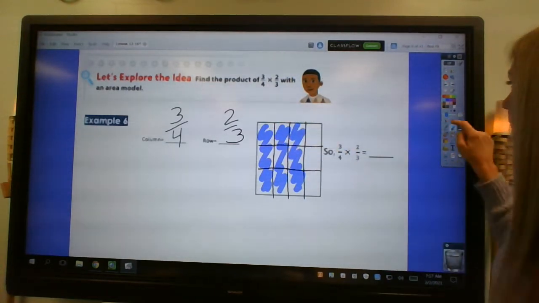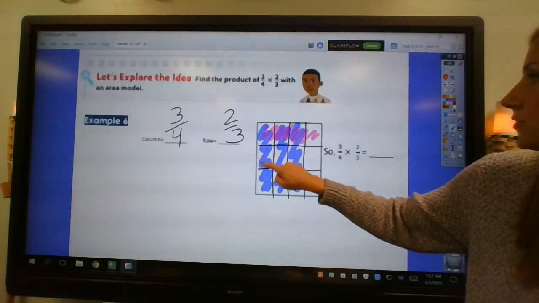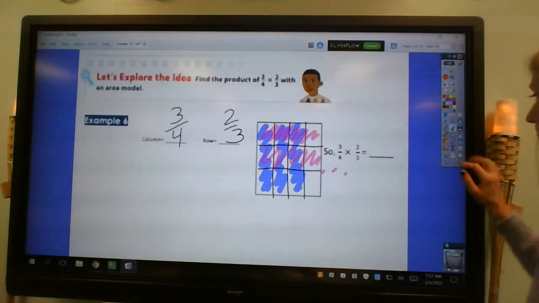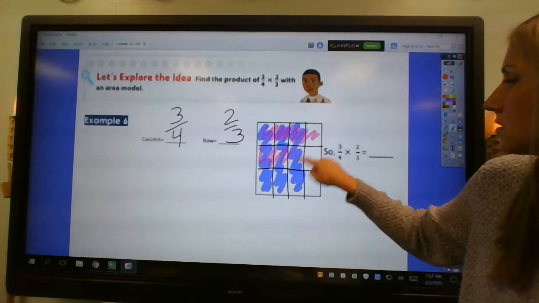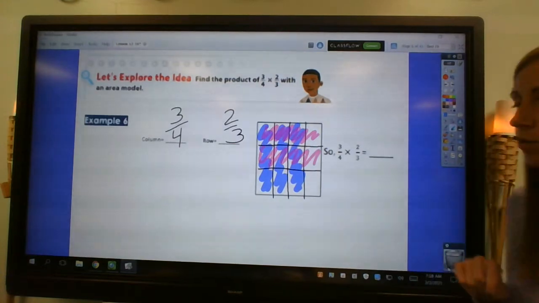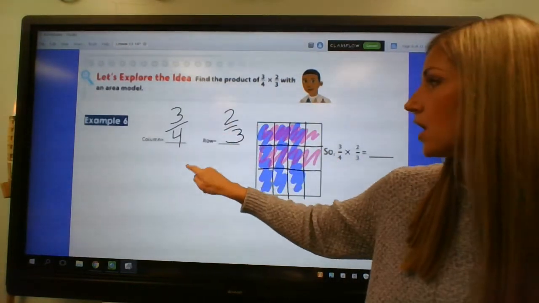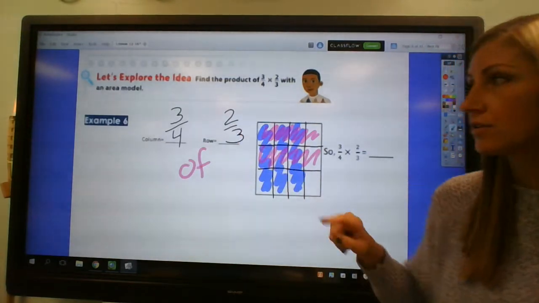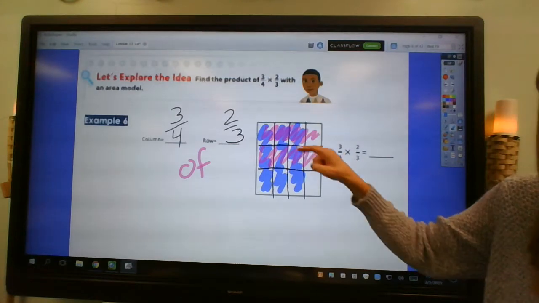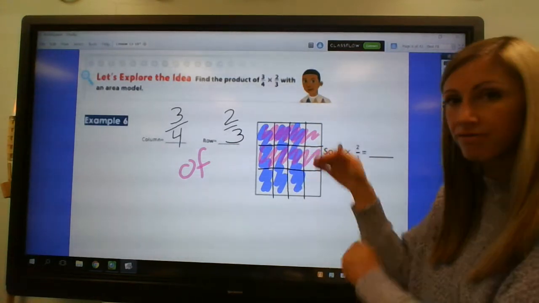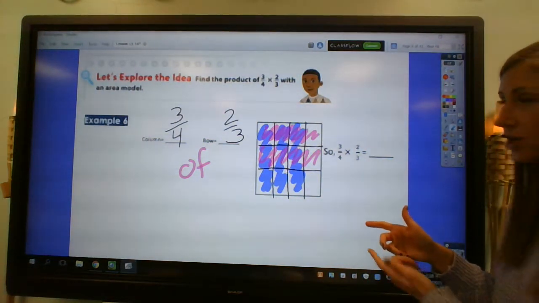So I'm going to have 1, 2, right? Again, 2/3. Now what this shows us is that if 2/3 of, or 3/4 of 2/3, this overlap here shows the parts of the parts. And that means we get the area.